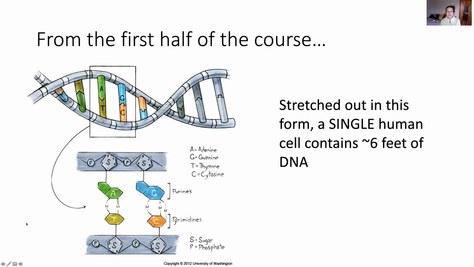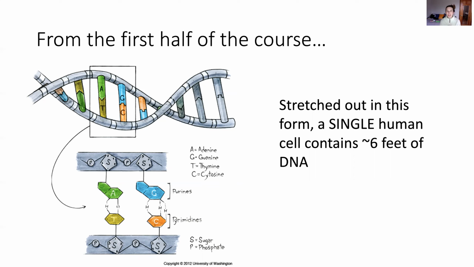Okay, from the first half of the course, we saw the structure of DNA. We saw this double helix with A's and T's and G's and C's. And this was DNA that I'm going to call naked DNA. This is uncompacted, unorganized DNA. And if you took all of the DNA that is within the nucleus of a human cell and you stretched it out in this naked form, it would be about 6 feet long.